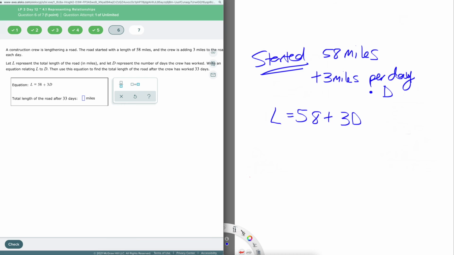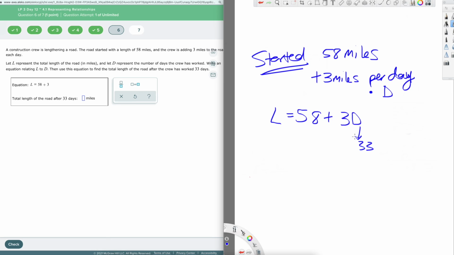Now we can figure out, using this equation, what the total length of the road would be after 33 days of work. So I know this is going to be 33. Instead of D, it's 33 now. I started with 58. And for each one of those 33 days, we added an extra 3 miles. So it's 3 per day. So I'm going to multiply this. 33 times 3 is 99. So they added an extra 99 miles to the road. We already had 58 miles. So we need to add these two together.